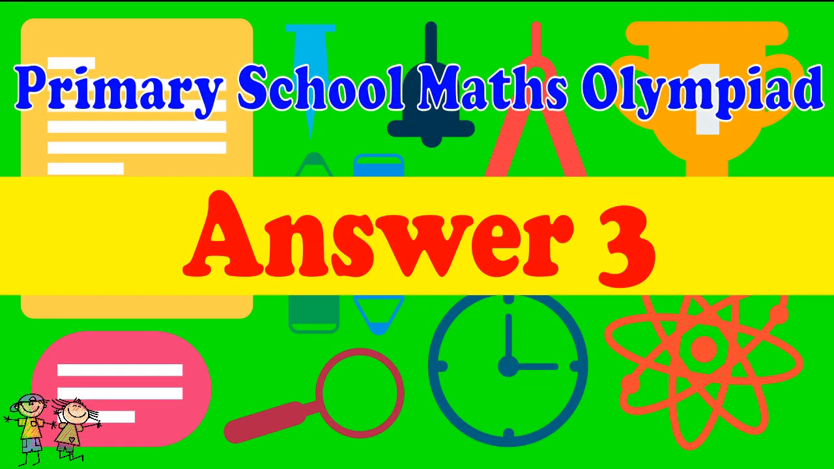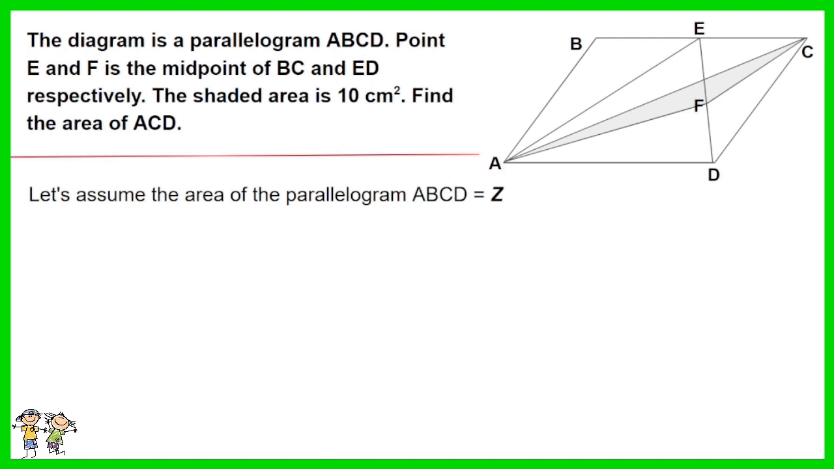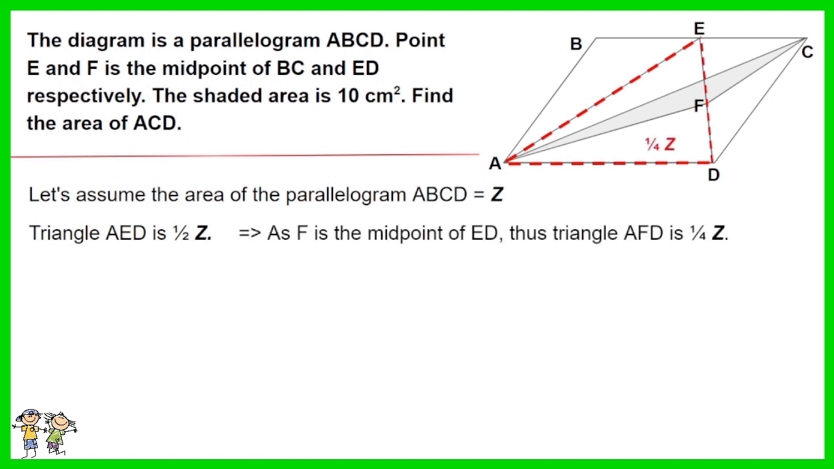Answer for question 3. Let's assume the area of the parallelogram ABCD is equal to Z. E is the midpoint of BC, thus triangle ED is equal to half Z. As F is the midpoint of ED, thus triangle AFD is equal to 1/4 of Z.